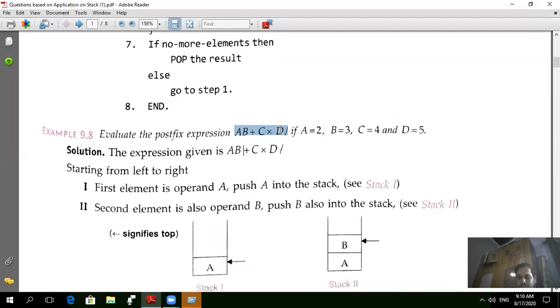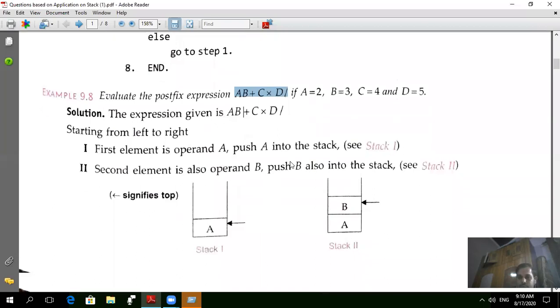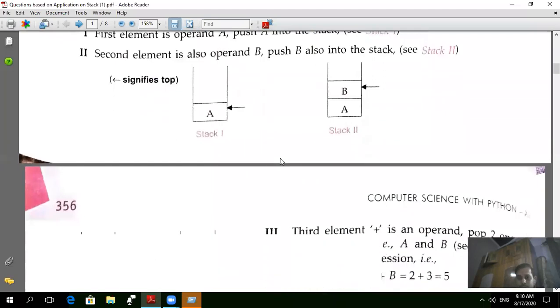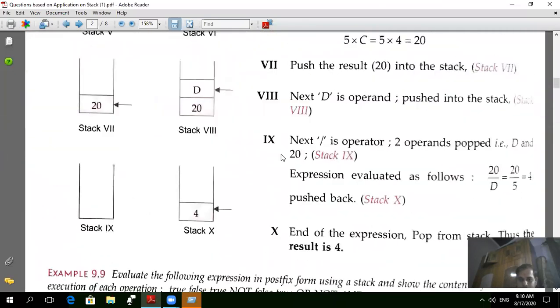When the question is given in postfix, at that time you have to evaluate it, not convert it. It is not postfix to infix. Here the question is evaluate. Evaluate means solve your question from postfix. Okay? Now any confusion, please ask.